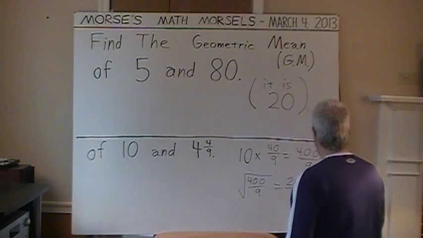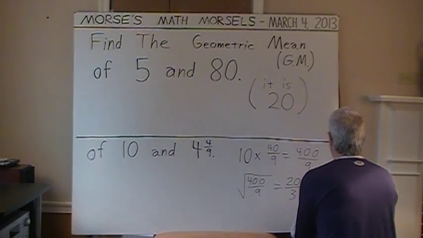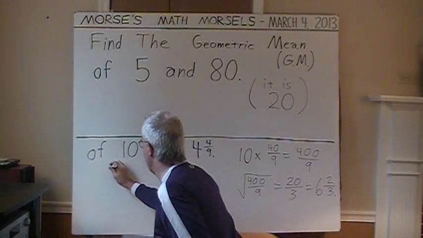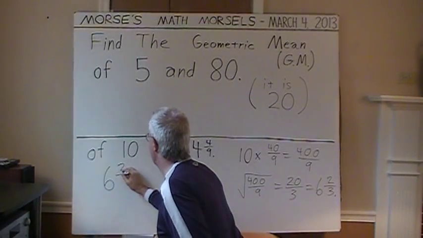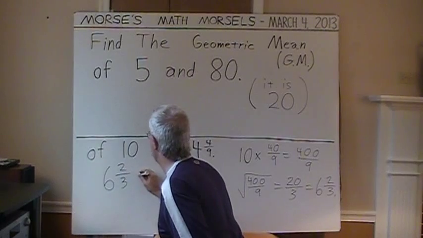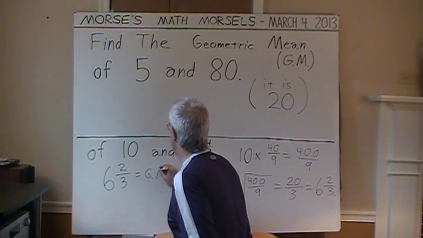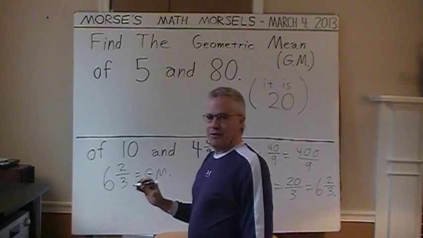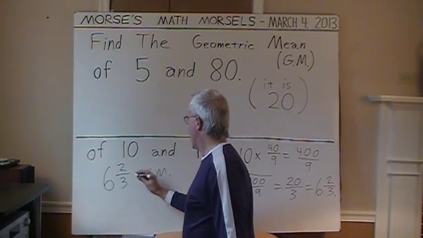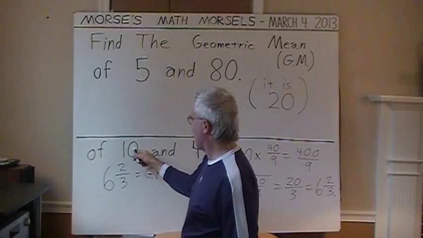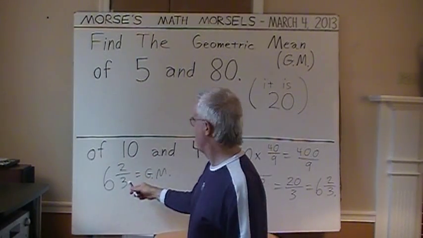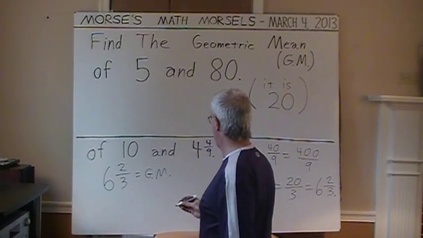Or, as a mixed number, 6 2/3. I'm claiming 6 2/3 is the geometric mean. That equals the GM. How else can we check that? What do we multiply 10 by to get 6 2/3? And then 6 2/3 times what will give 4 4/9?